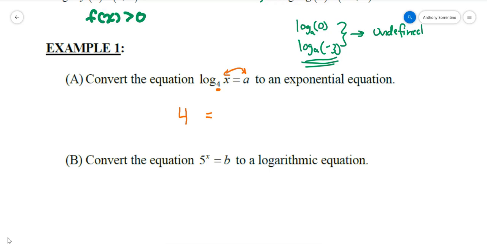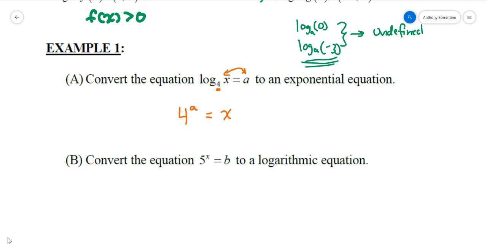As far as the rest goes, it's just basically switching places across the equal sign. The x was on the left, so now it's going to be on the right. The a was on the right, so now it should be to the left. And for me to apply an exponential base to something, that means that a has to be the exponent. And so this is 4 to the a power equals x.